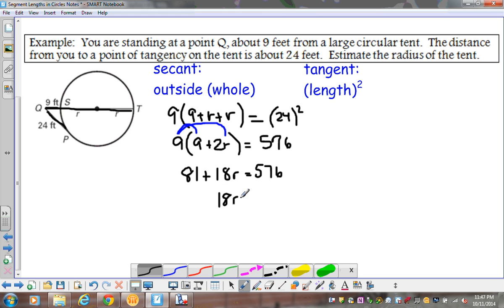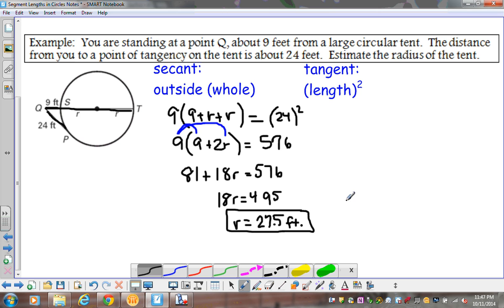So I've got 18R equals 495. Last step's divide by 18. You're going to get your radius of that tent is approximately, well, it's actually exactly 27.5 feet.